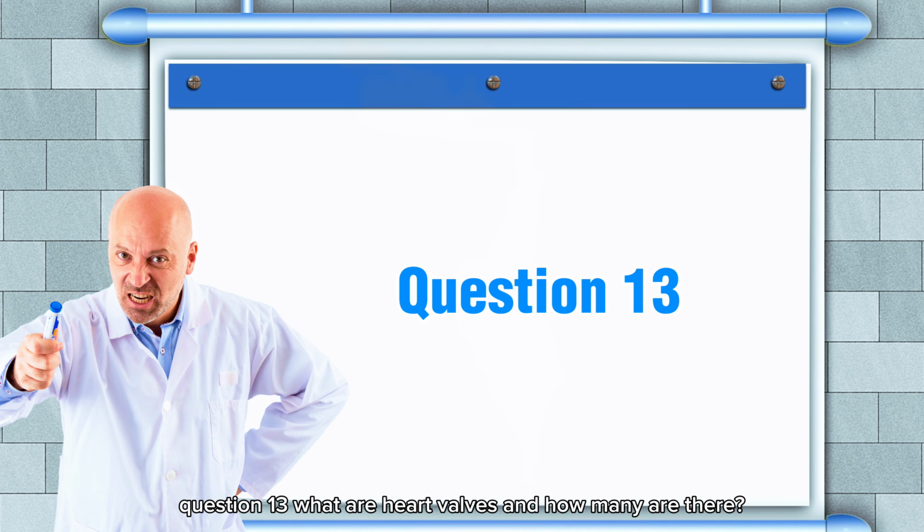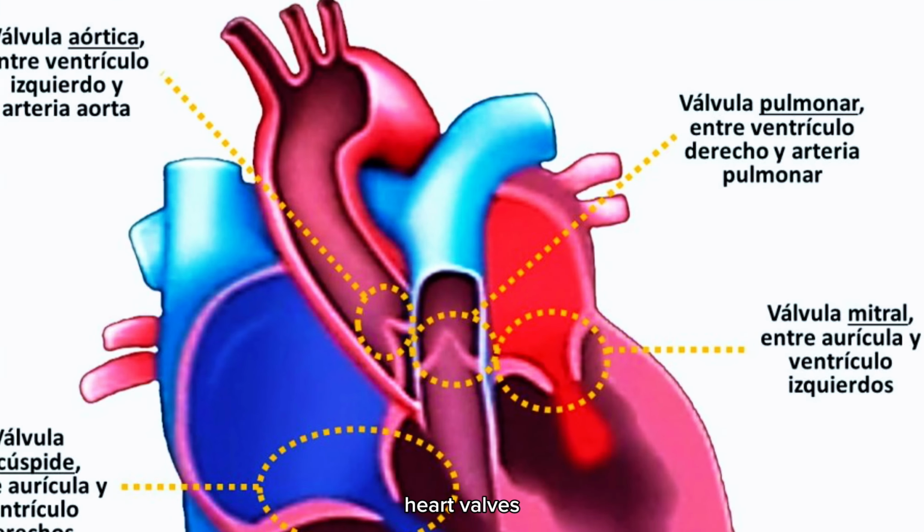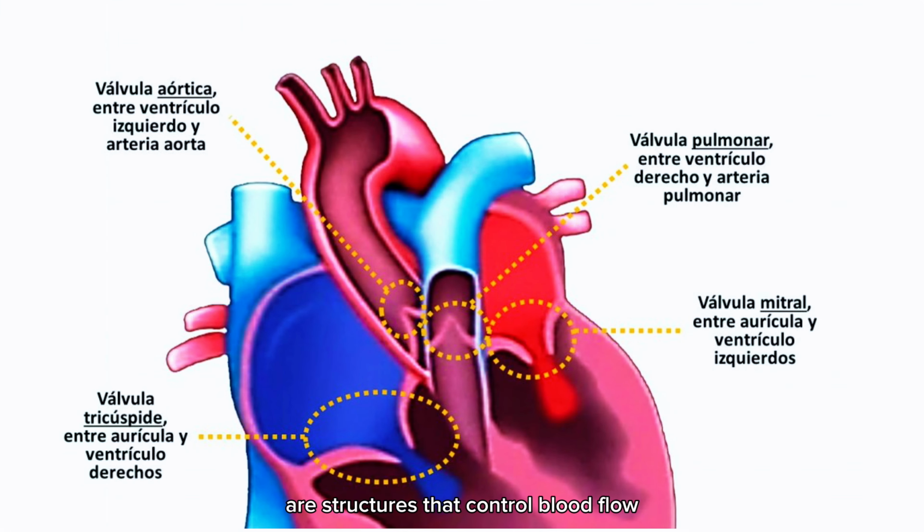Question 13. What are heart valves and how many are there? Heart valves are structures that control blood flow. In the heart, there are 4 valves: the tricuspid valve, the mitral valve, the pulmonary valve, and the aortic valve.